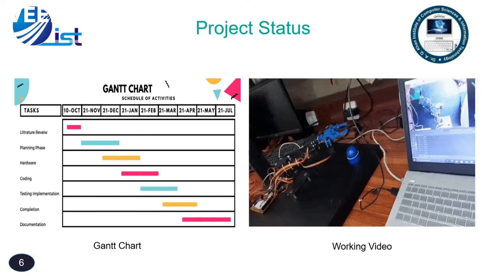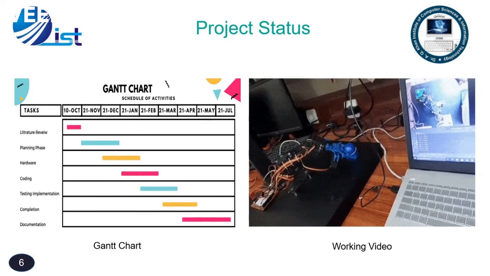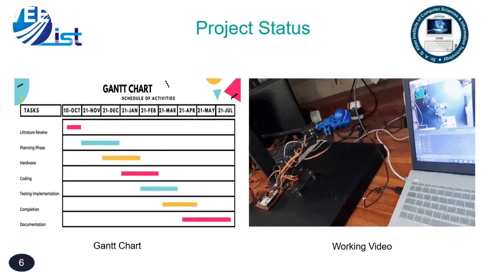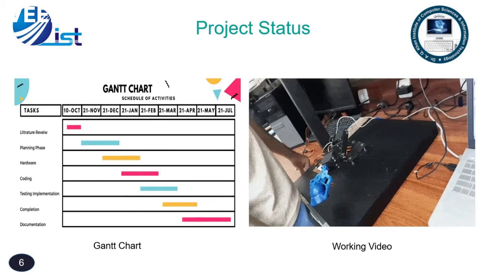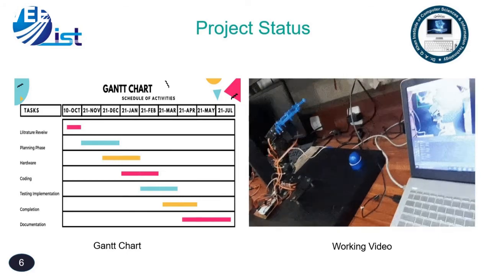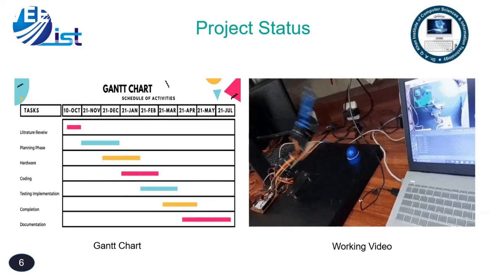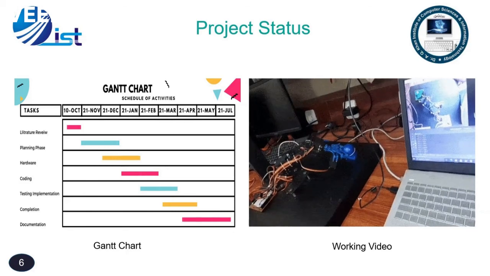The project status. In the project status slide, we have shown the Gantt chart of the project in which the literature review, the planning phase, the hardware coding, testing, and implementation, completion, and documentation are shown. Our project is successfully completed and implemented and is working successfully, alhamdulillah.